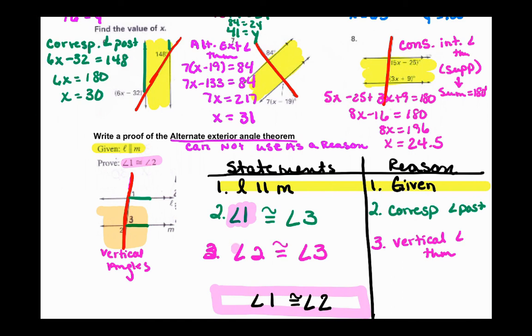So now we have our angle 2 from what we're trying to prove, and they are both congruent to angle 3. So since they are both congruent to the same angle 3, we can use the transitive property to say that they are congruent to each other. And we have just proven the alternate exterior angles theorem.